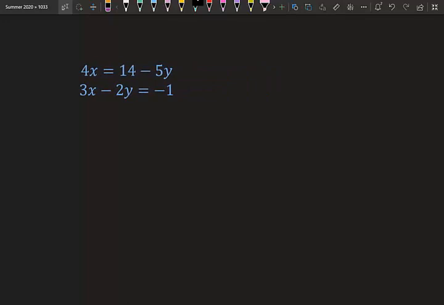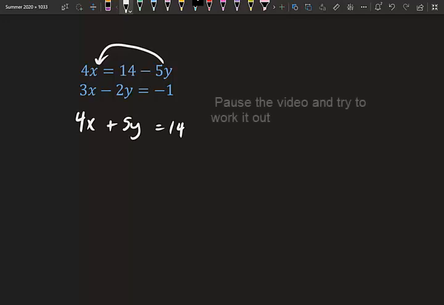All right, so we have 4x equals 14 minus 5y, and 3x minus 2y equals negative 1. We have to get it into standard form, so it needs to be x, y equals a number. I need to move this over. So we have 4x plus 5y equals 14, because the opposite of negative is positive. And the bottom one is in standard form, so we're good to go.